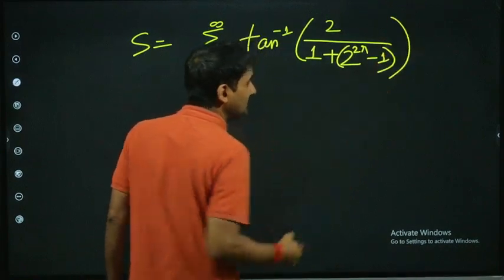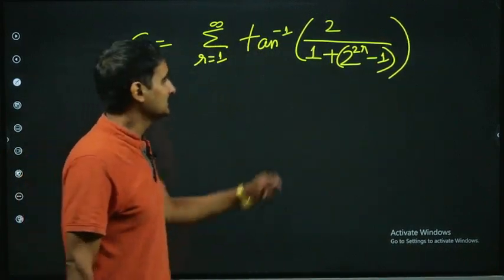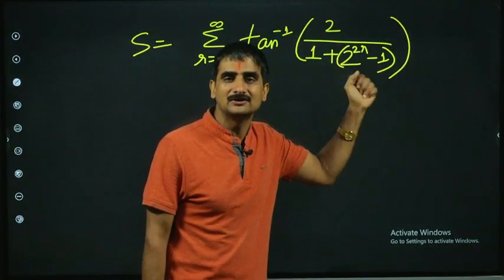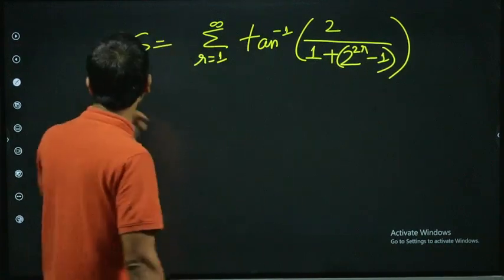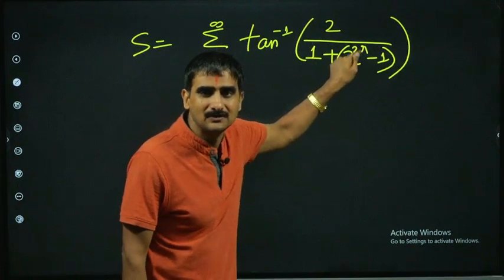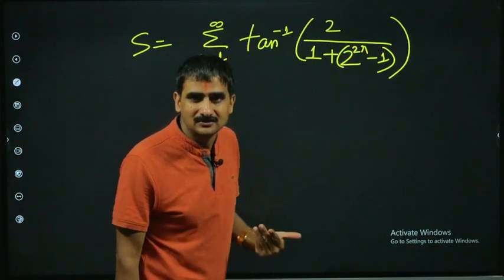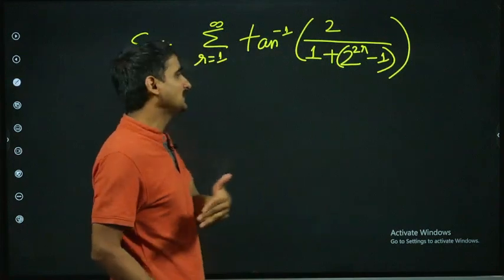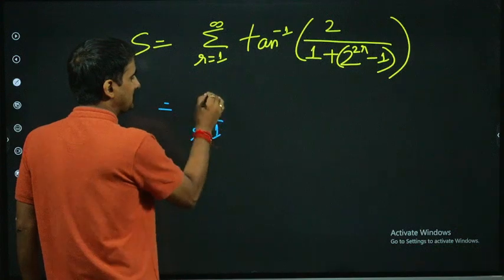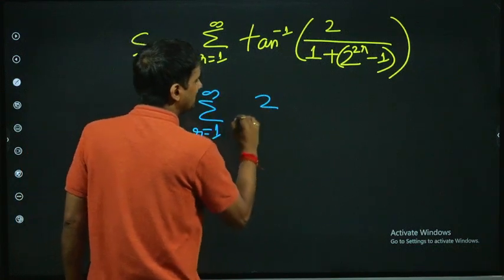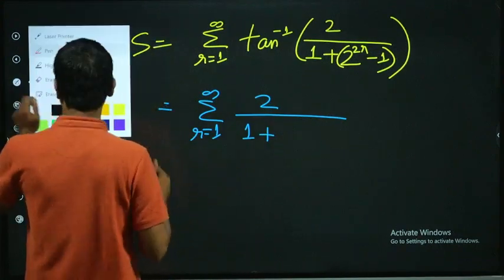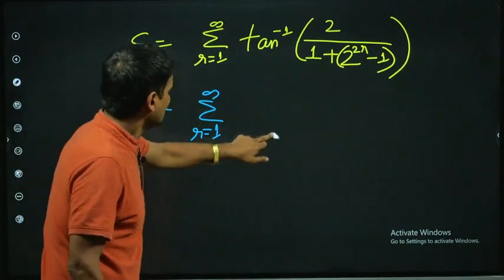Now you have 2 raised power 2R minus 1, so I can look at it as A square minus B square, so A plus B into A minus B. If the power would have been odd here, 2R minus 1, can I take it as A square minus B square? The answer was no. So just to apply that identity, I multiplied the numerator and denominator by 2 within tan inverse. I forgot to write tan inverse, just a minute.